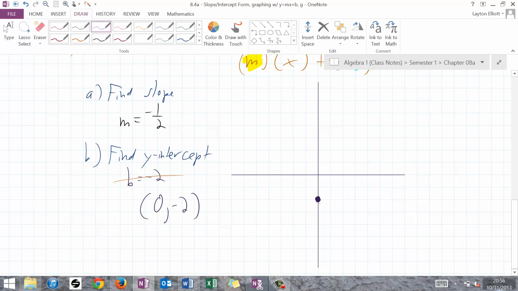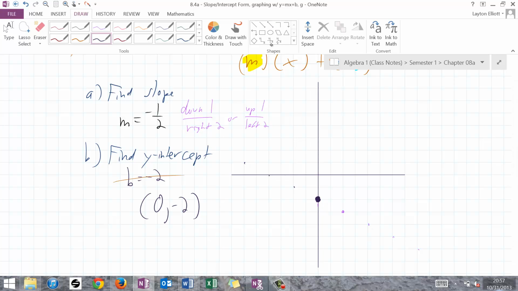-1 over 2 means down 1, right 2. Down 1, right 2, or up 1, left 2. So down 1, right 2 puts points here, here, here, here. Notice how I'm going all the way to the edge. Don't stop. We need to put as many points as we can, and it doesn't take much. Up 1, left 2, down 1, right 2.